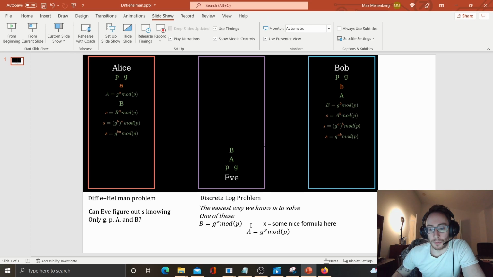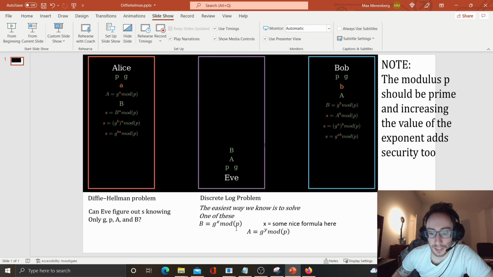But in practice, these values like p, this modulus, instead of being some number like 100, it's some massive number that's hundreds of digits long. So long that if you try to brute force solve this problem, it's going to take your computer years to do. That's really where the security of the Diffie-Hellman key exchange is baked in. It's baked into this discrete log problem and how hard it is to brute force solve this equation. And also how you can always add more security by just increasing the value of p, thus increasing the search space that Eve has to brute force her way through.